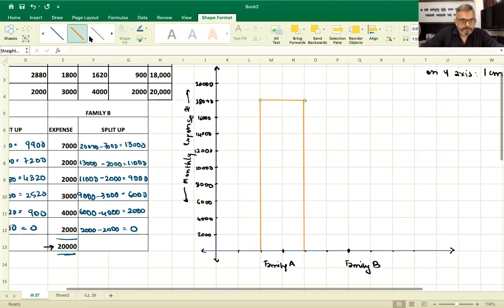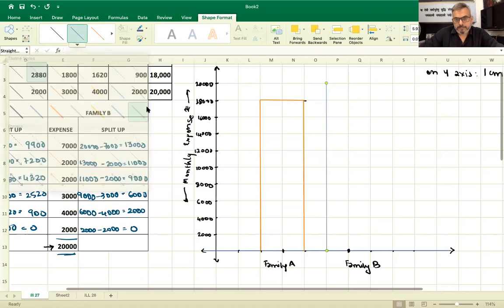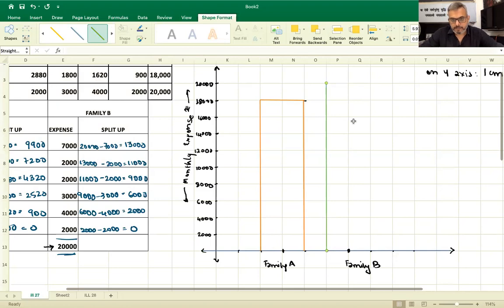Then family B, 20,000. तो फैमिली जो बी मार्क किया है वहां से you draw a line up to 20,000. सो ये तुम्हारे बन गए दोनों बार. नाउ लुकिंग एट द बार यू कैन से कि फैमिली ए का खर्चा कम है, फैमिली बी का खर्चा ज्यादा है.